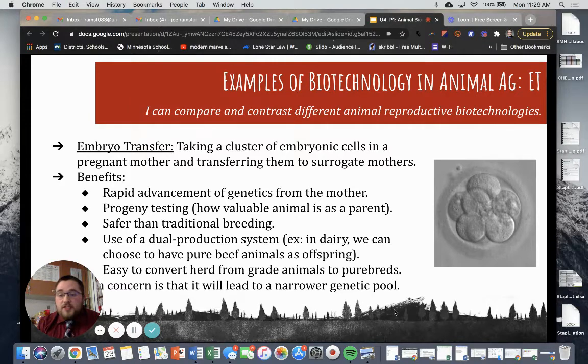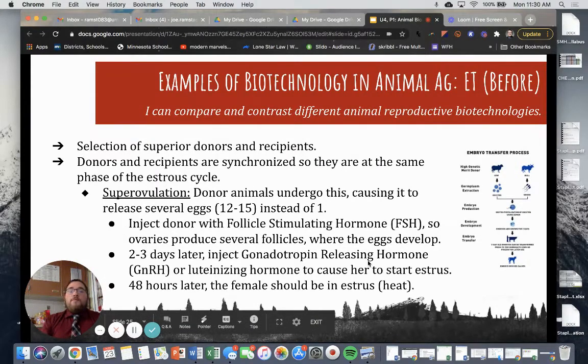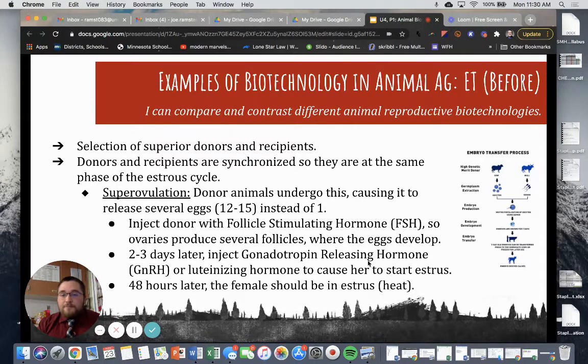And with all of that considered, it's pretty obvious that the big concern here is going to be that we're going to have a narrower genetic pool because we will be looking at specific traits and making them more pronounced. And especially looking back at that first one, rapid advancement of genetics from the mother, with superovulation, which we'll talk about in the next slide, we're able to get 12 to 15 eggs in one estrus cycle as opposed to just one. So think about this, if we're able to get 15 eggs or cells sent out after one ovulation, that's going to be a lot more advancement of genetics than a simple breeding system would ever be.